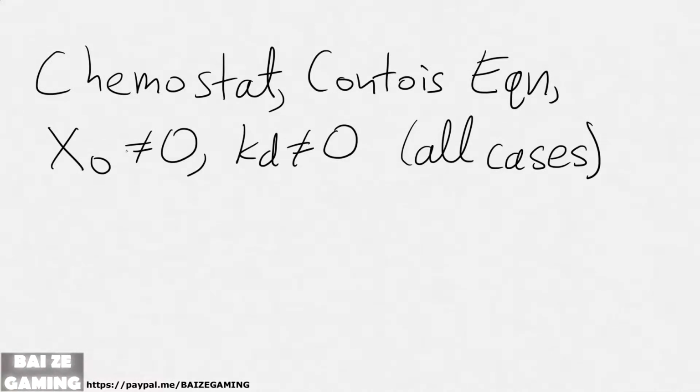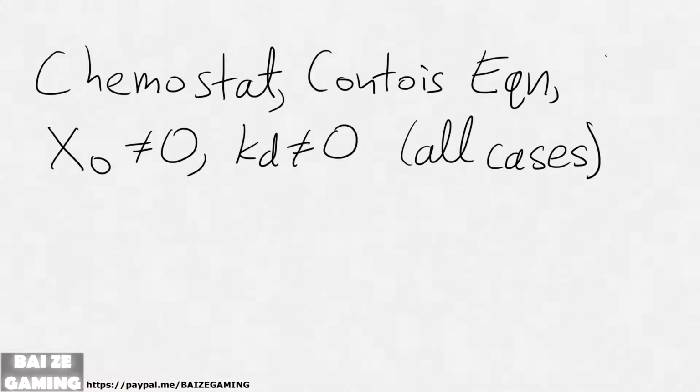I'll consider a case where we have no biomass flowing in, and where it is flowing in. And then I'll also be dealing with when there is no maintenance coefficient, and when there is a maintenance coefficient. So I'm going to be doing all cases quickly.